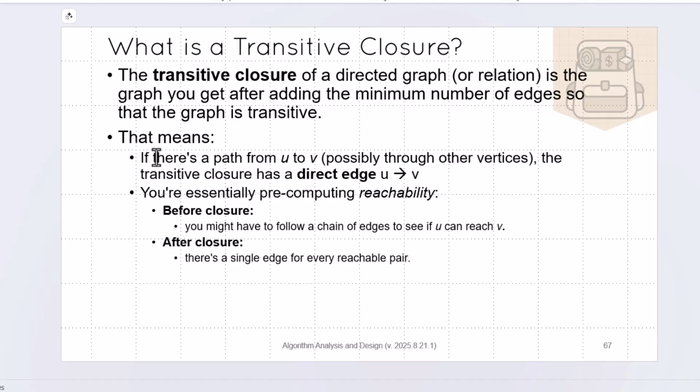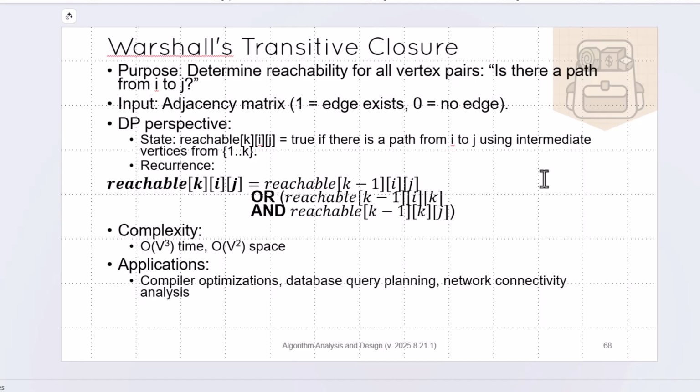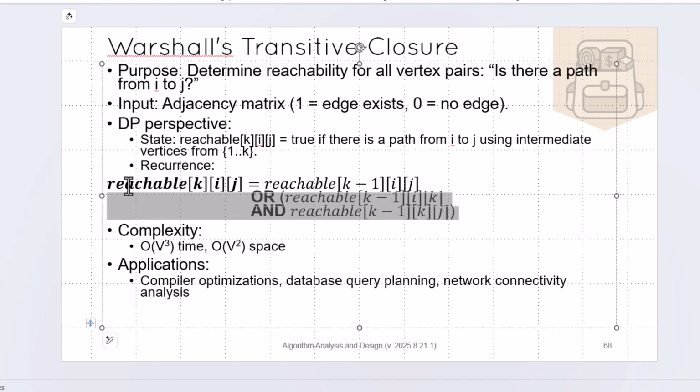This means if there's a path from U to V, possibly through other vertices, the transitive closure has a direct edge U to V. So if I go from U to C to V, then I also have a direct edge from U to V. You're essentially pre-computing reachability. Before closure, you might have to follow a chain of edges to see if U can reach V. But after you perform the transitive closure, there is a single edge for every reachable pair from the origin.